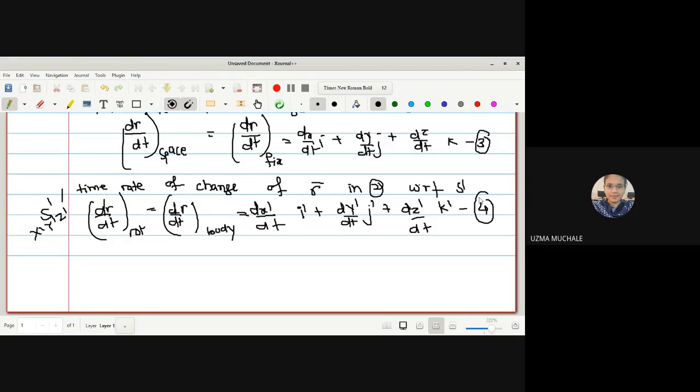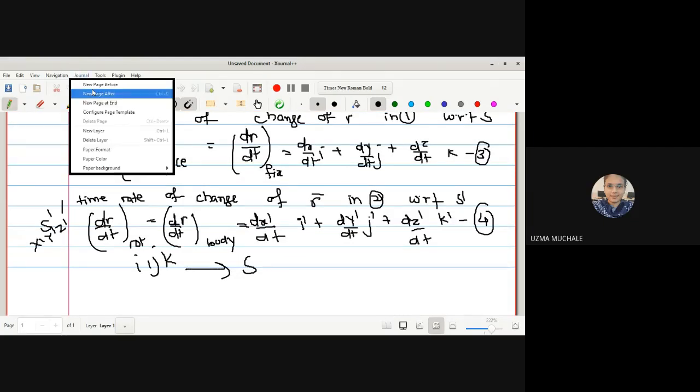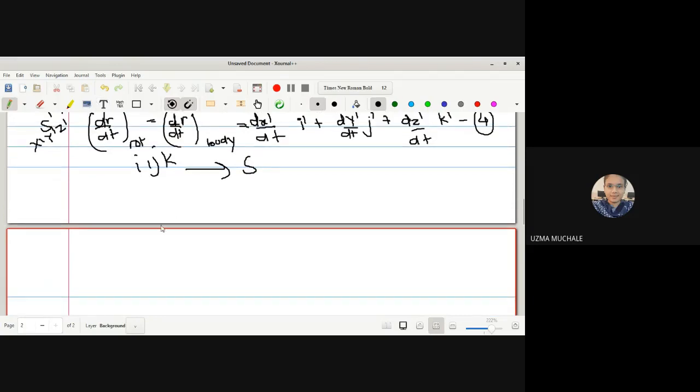What are i, j, k? They are the unit vectors in our system S. And what are i dash, j dash, and k dash? These are unit vectors in the system S dash, and they are constant with respect to time, because they are simply unit vectors in the systems S and S dash.